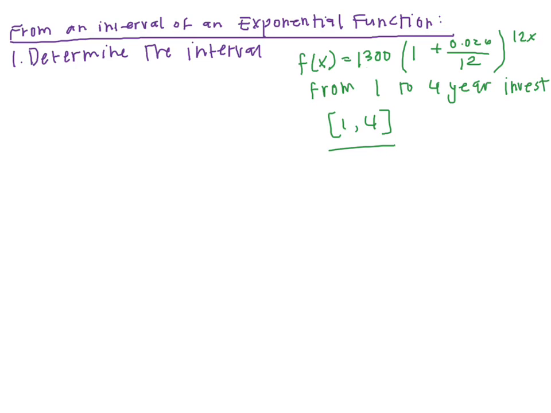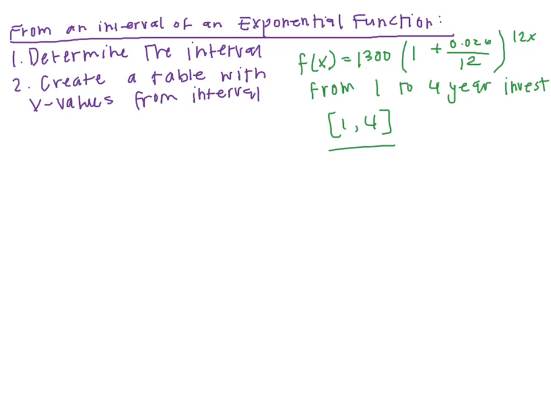Next thing I need to do is create a table with x values from my interval. So my table is going to have x and f of x. And we could do 1, 2, 3, and 4, but really the only numbers that we need are just 1 and 4. 2 and 3 don't matter because they're not going to help us calculate the slope.